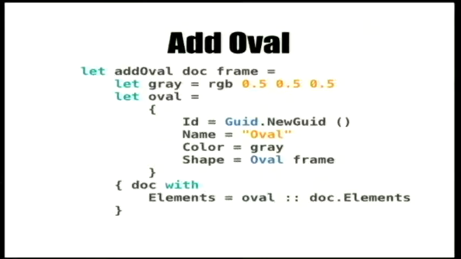So here, for example, I want to add an oval to my document. This is where things get interesting. We are never going to mutate state. You might have heard in every previous discussion prior to mine that state is evil and mutating state is evil. Well, that's the truth and you should believe it.